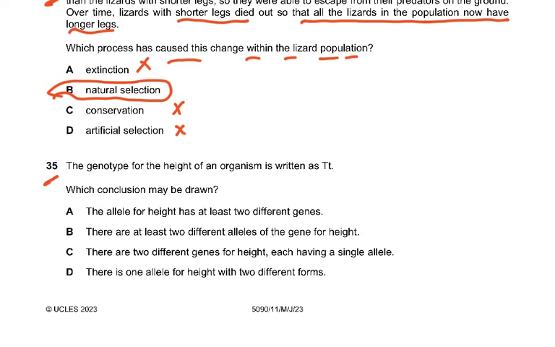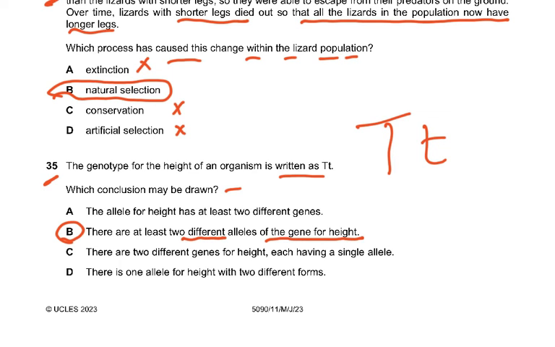Question number 35. The genotype for the height of an organism is written as capital T and small t. So that means there is a dominant allele and there's a recessive allele. So capital T would be tall people, and small t would be people who would be shorter in height. I mean, this is what we are assuming. Which conclusions may be drawn? The allele for height has at least two different genes. No, a gene has two different alleles. There are at least two different alleles of the gene for height. So that is the correct answer. There are at least two different alleles, alternative forms of a gene.